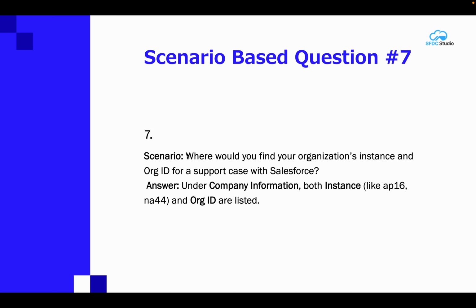Scenario-based question 7 is: where would you find your organization instance and org ID? Just now we discussed on the very first slide that in Company Information you'll find the instance, the org ID, and the edition. Everything will be present over here.